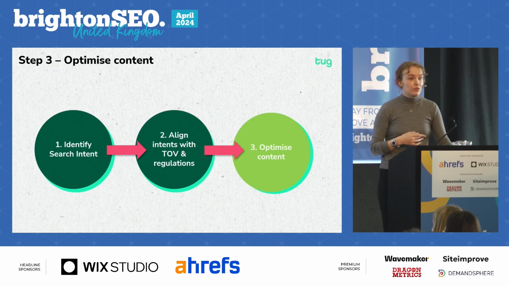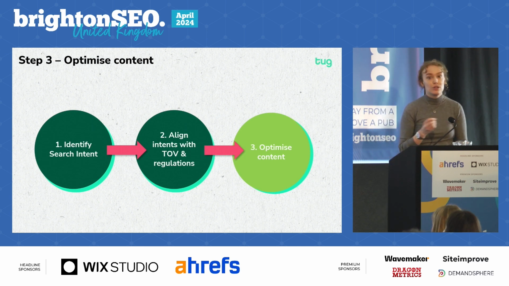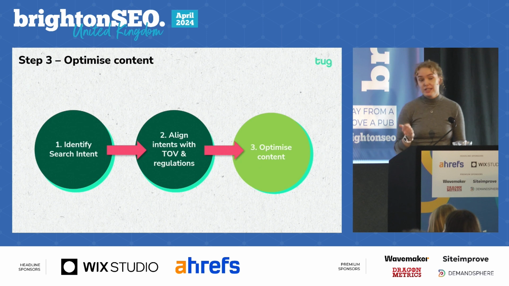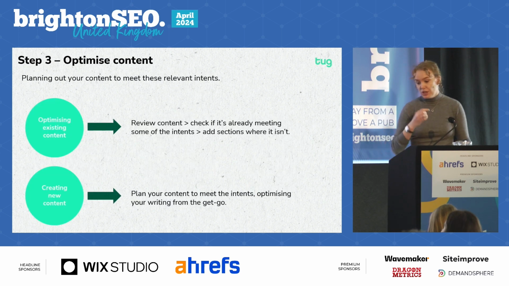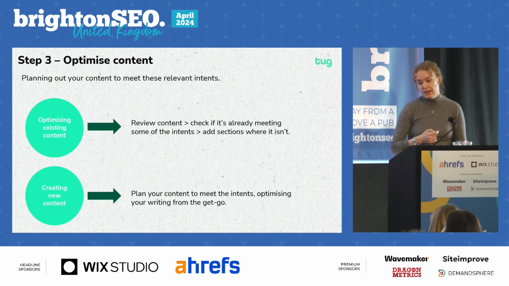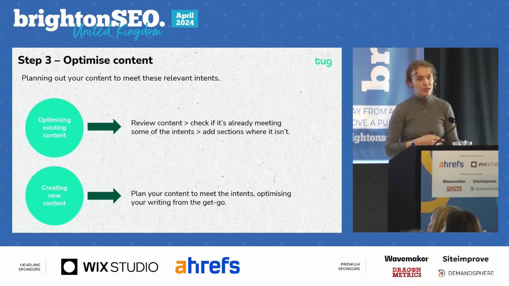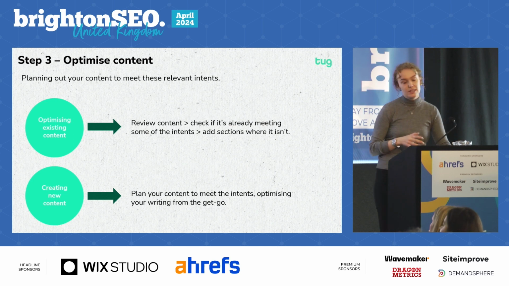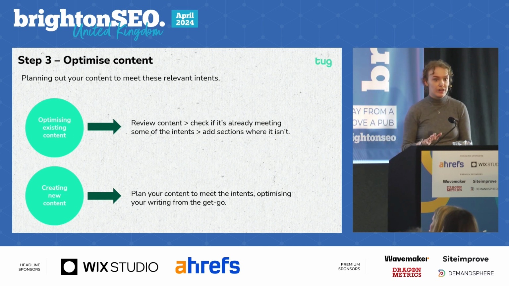Once you've got your final list of intents, removing the ones that the tone of voice editor has flagged that you can't use and highlighting the areas to remain cautious of for the ones that you can, you then move on to the final step, which is planning out the content to meet these intents or optimizing the content. If you're optimizing content that already exists on your site, you can just review this content, check if it's already meeting some of the intents, and add in sections where you think that it's not. If you're creating new content, you can plan your content to meet these intents, optimizing your writing from the very get-go.